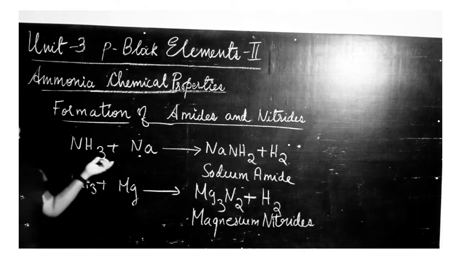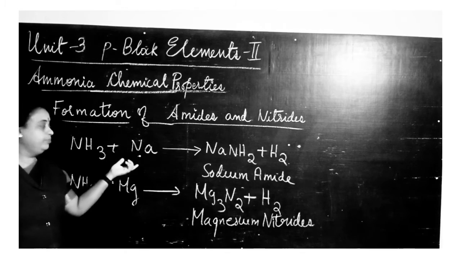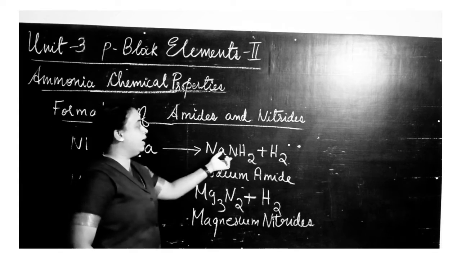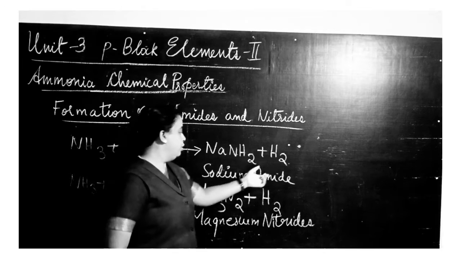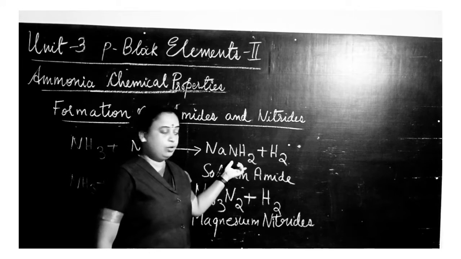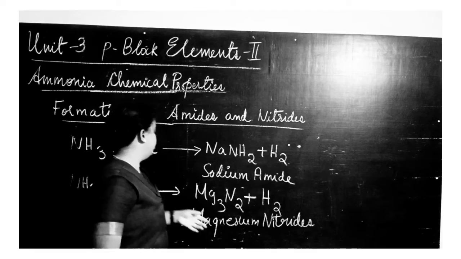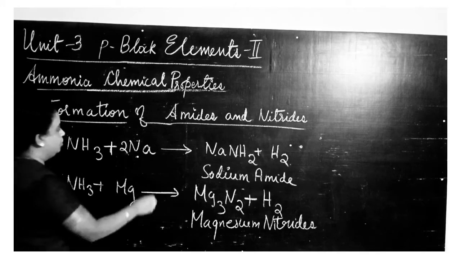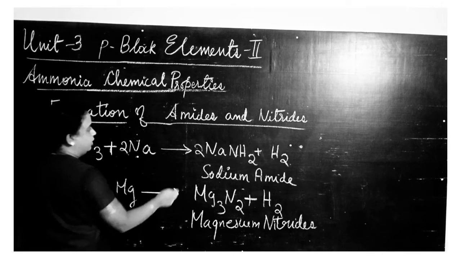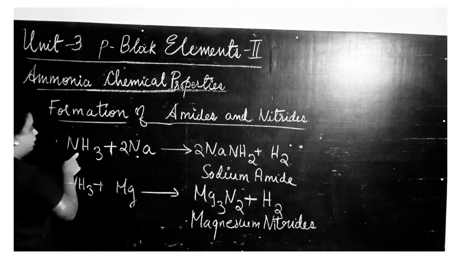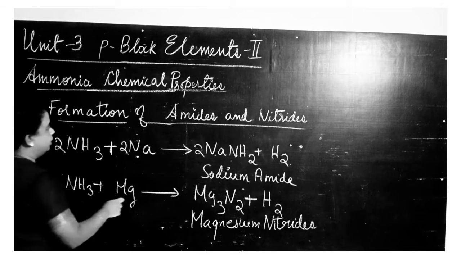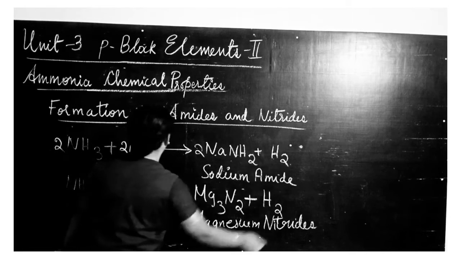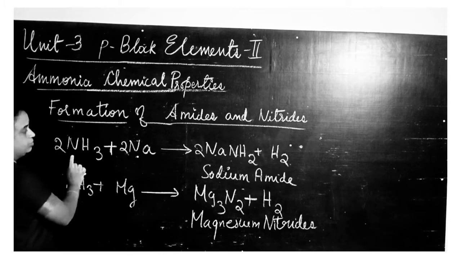When ammonia reacts with a strong electropositive metal like sodium, it forms sodium amide, NaNH2 plus H2. So this NH2 is an amide functional group. So sodium amide it forms. Fine. So now let us balance here. I just put here 2 sodium. So here also 2 sodium. Then here also it becomes 2 nitrogen. Yes. Now hydrogen, it becomes 4 hydrogen plus 2, 6 hydrogen. So here also 6 hydrogen, so it's balanced.